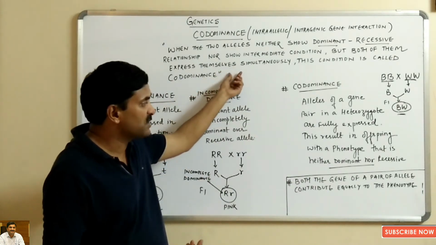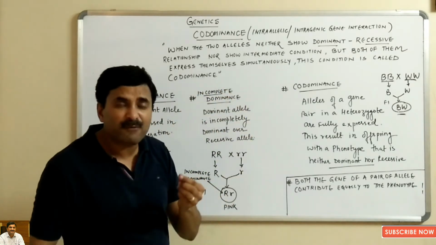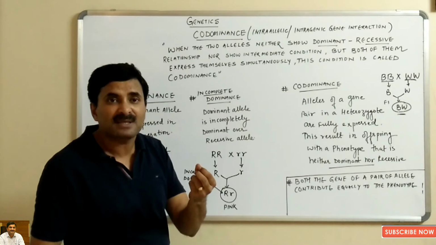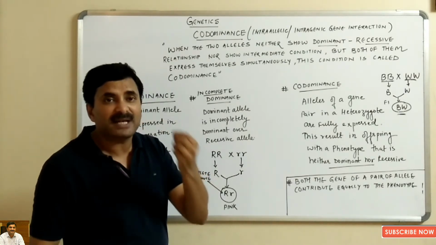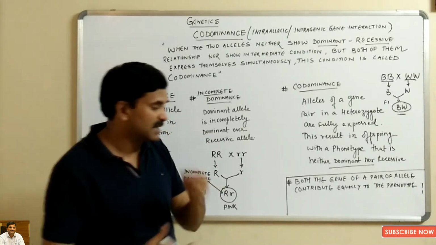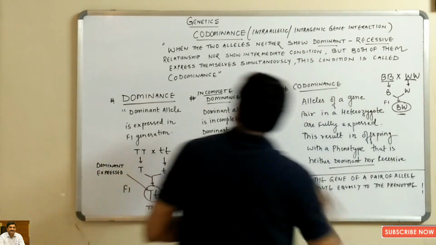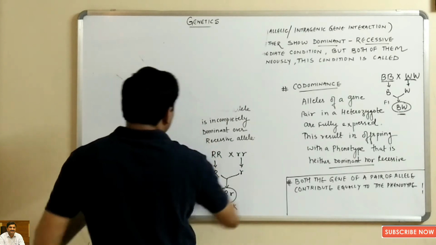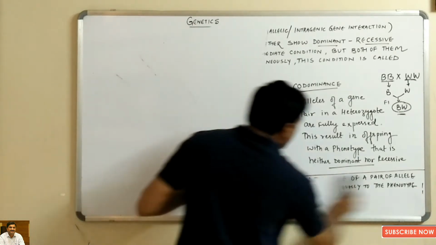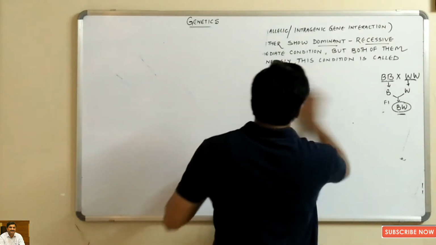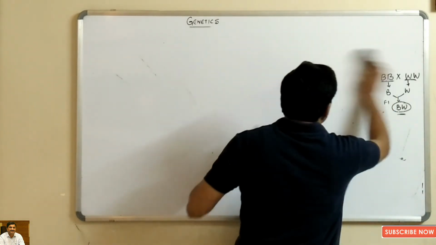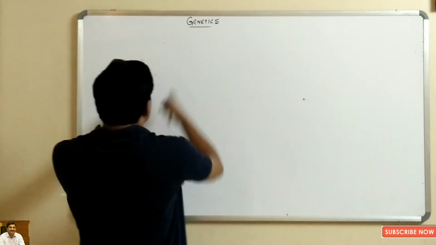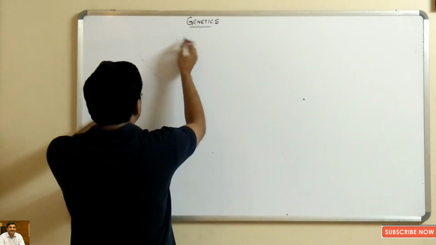A codominance condition. Now, if we want to understand the concept of codominance, we will be studying three examples here. I will be quoting three examples to explain the concept of codominance. The very first example is of the roan color cattle.